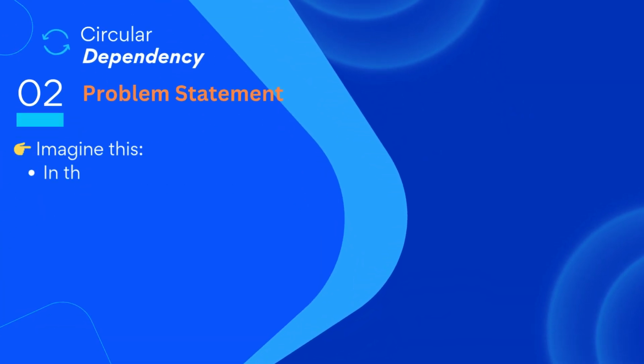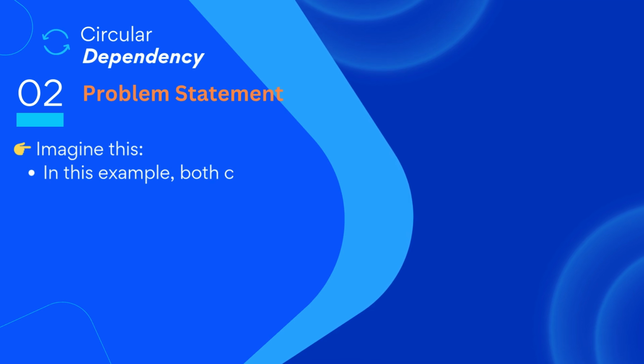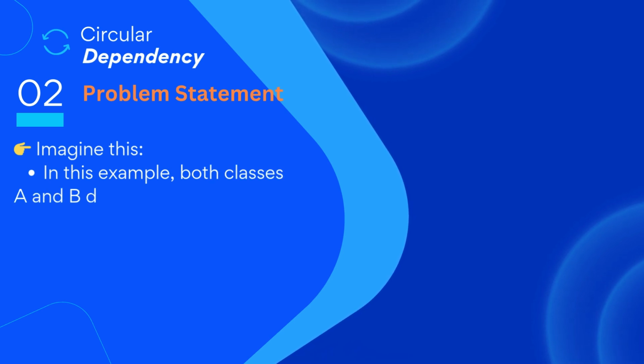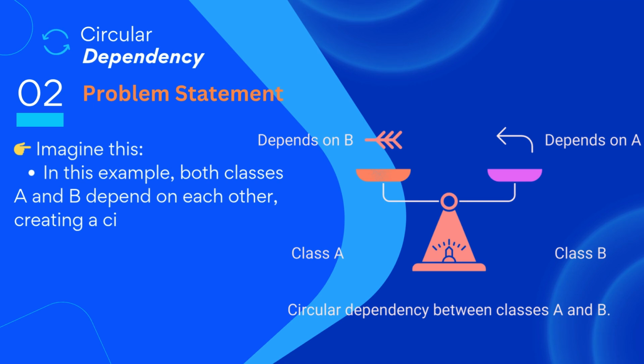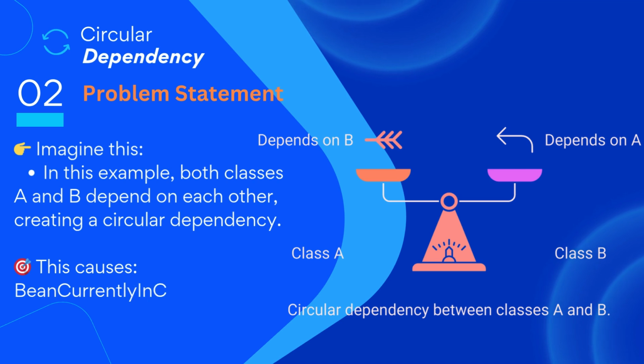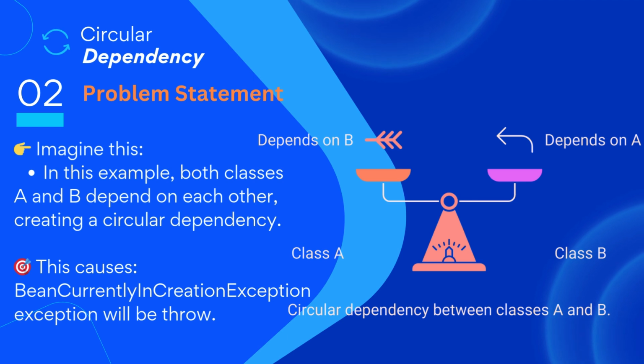Sometimes Spring finds itself stuck in a loop. For example, class A needs class B, but class B also needs class A. Spring tries to create A, but it needs B, so it tries for B, which again needs A. This endless cycle is called a circular dependency. This often leads to a frustrating error known as the BeanCurrentlyInCreationException.